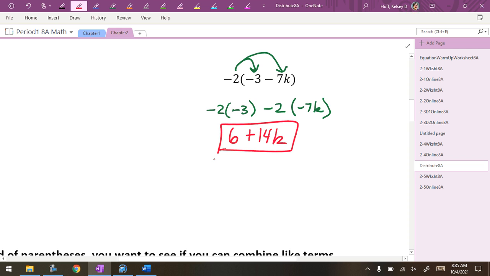Watch your signs. The hardest part about today is keeping track of your signs. You should be writing this all down and doing it with us so that when you work on your own, you know what you're doing. Okay, it's all about your signs.